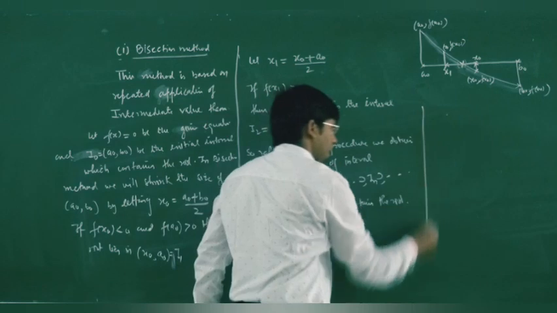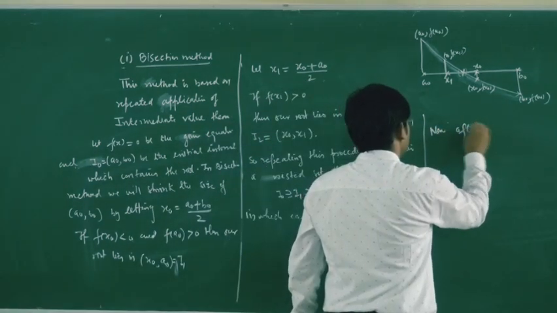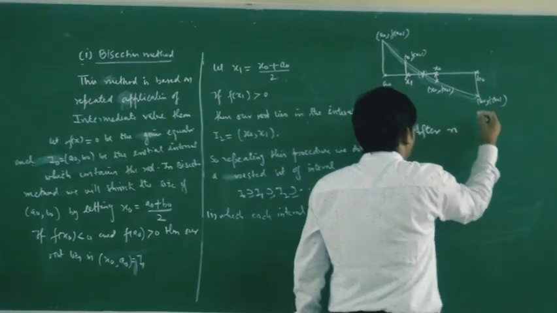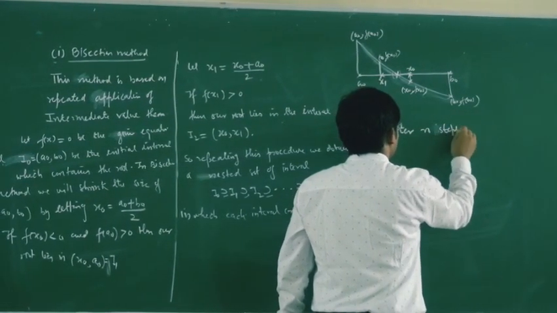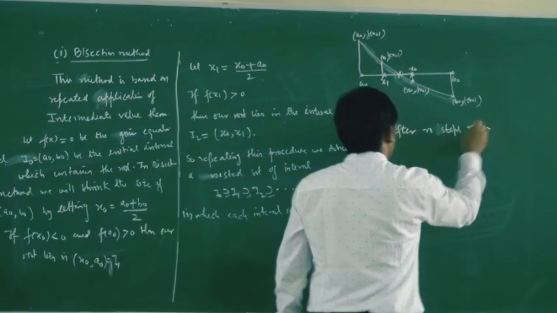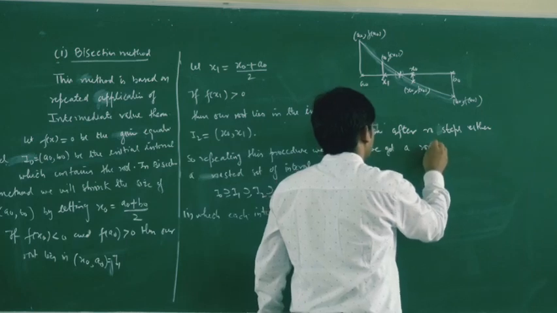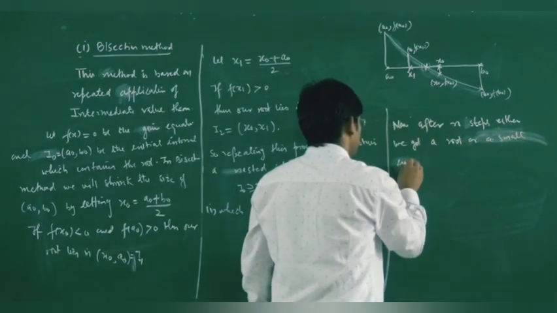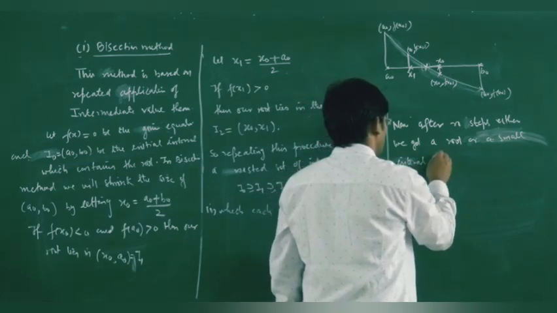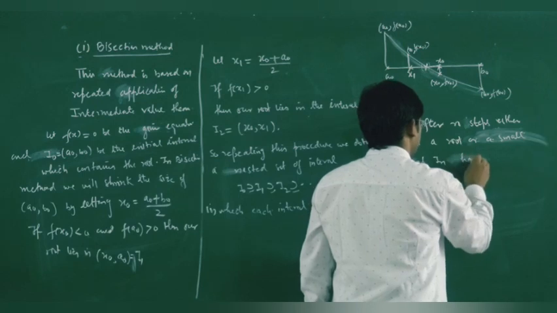Now, after n steps, either we get the root or a small interval having the root.